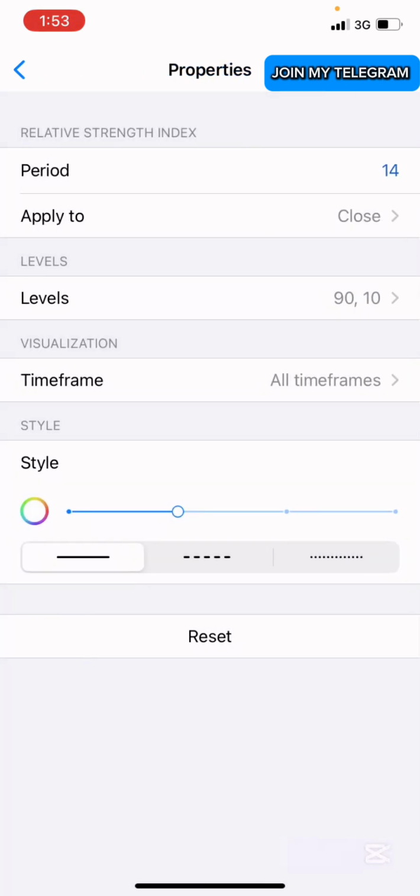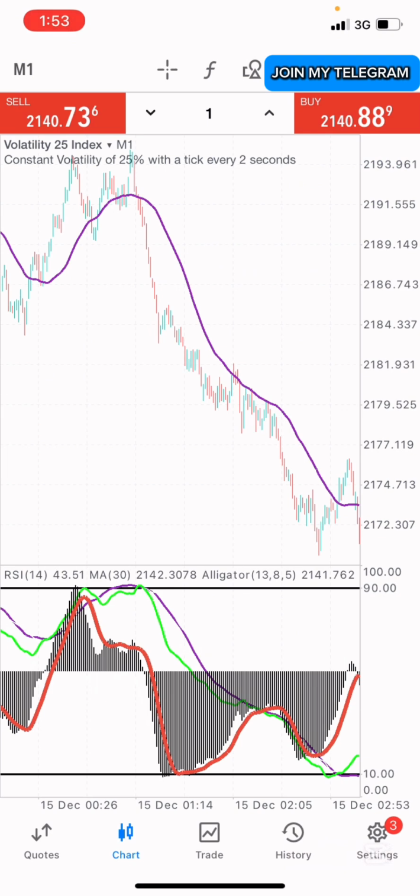It will take you back to the first window right here, whereby you put the style on 2 pixels. Then you put the style color on white. You want to make sure that is the color of your screen, which is the white right here. Then you click on done.